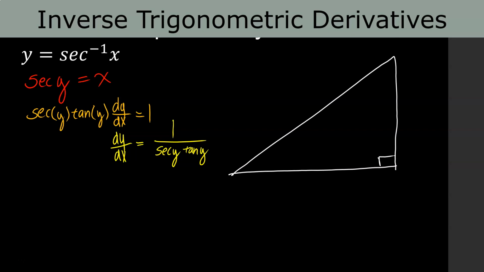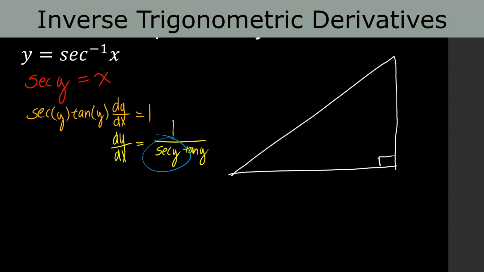Well, part of this is actually pretty easy. Notice up top, I have secant of y. That's going to be a little weird in a second, but notice secant of y is equal to x. So that I can make the substitution, but tangent of y I can't, or at least not as easily.